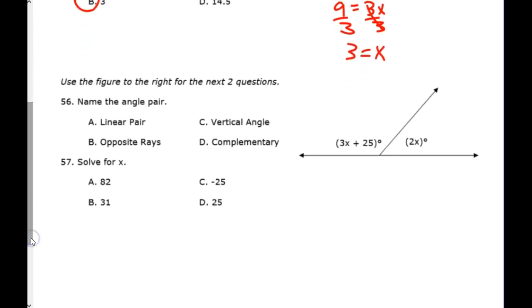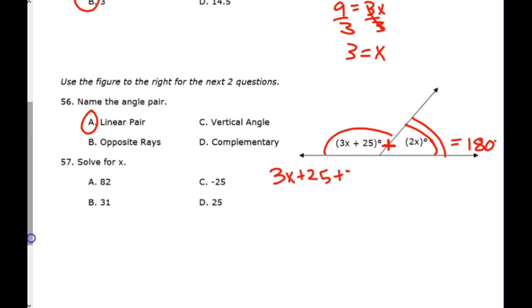Now these are not vertical, they're next to each other, they're adjacent, and they make a straight line of 180. You could call them supplementary, but we call them a linear pair. Linear pairs are supplementary. Okay, these are not congruent angles. So we are going to add them up equal to a straight line, 180 degrees. So 3x plus 25 plus 2x equals 180.